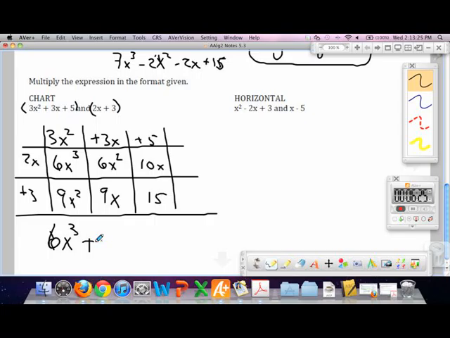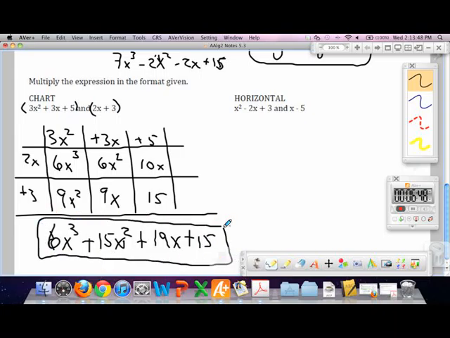6x squared plus 9x squared is 15x squared. 10x plus 9x are the x terms, 19x. And the last term, the constant term, is 15. 6x to the third plus 15x squared plus 19x plus 15 would be the product of these two of the original polynomials.